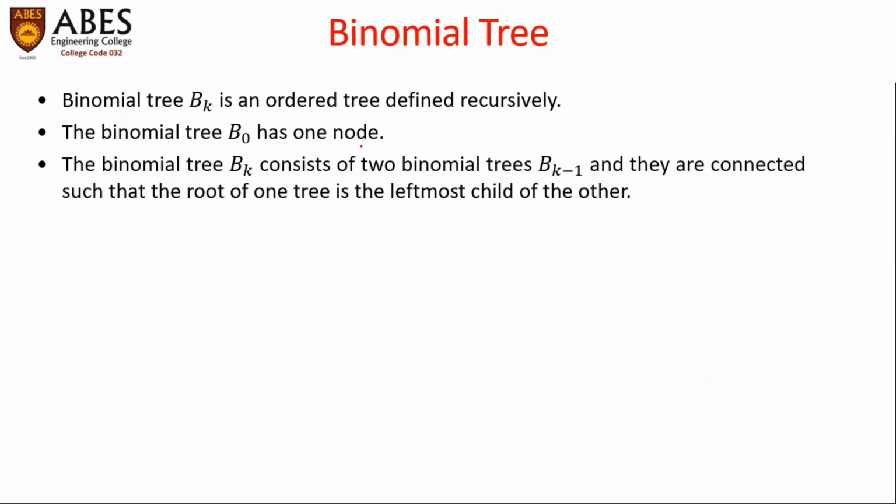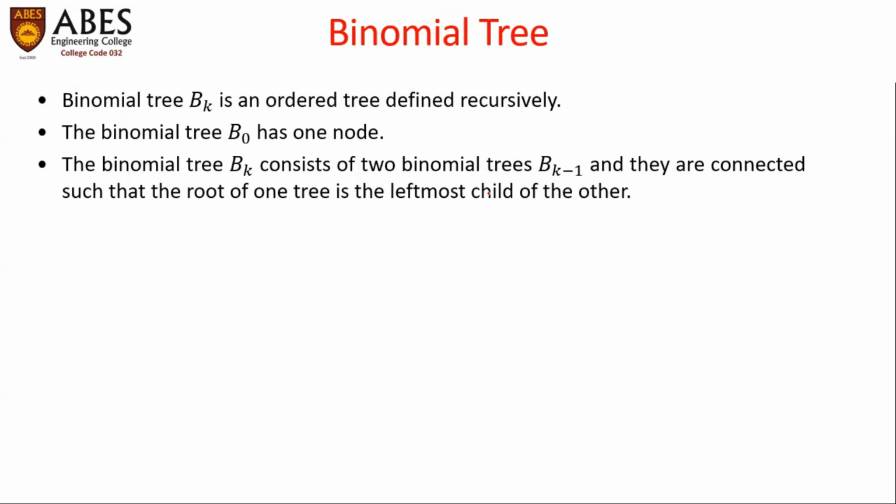Here it is written that a binomial tree Bk is an ordered tree defined recursively. So Bk is basically the notation of our binomial tree, where k denotes the order of our binomial tree. If the value of k is equal to 0, then our binomial tree consists of only one single node. But if the value of k is greater than or equal to 1, then our binomial tree consists of two binomial trees of the order Bk minus 1, connected such that the root of one tree is the leftmost child of the other.